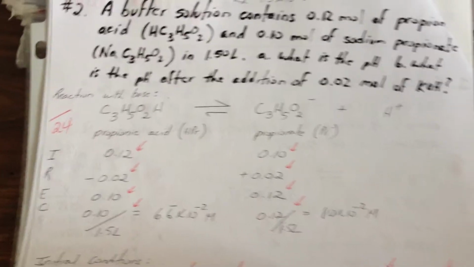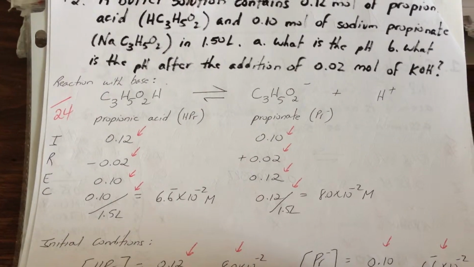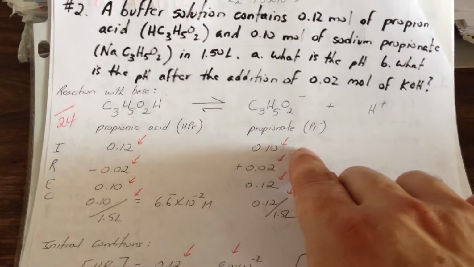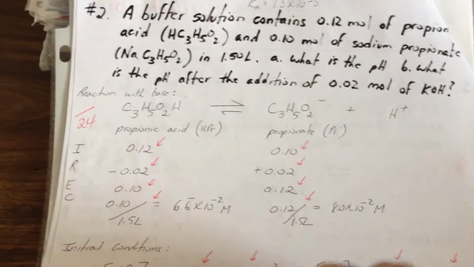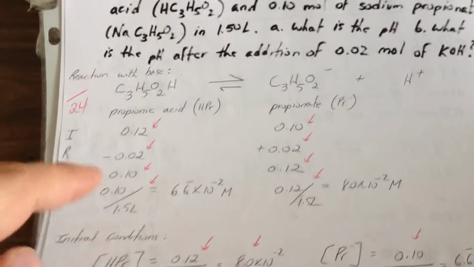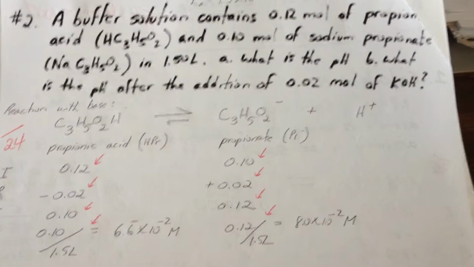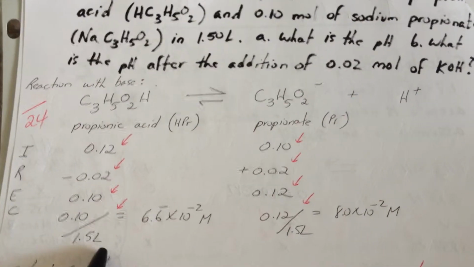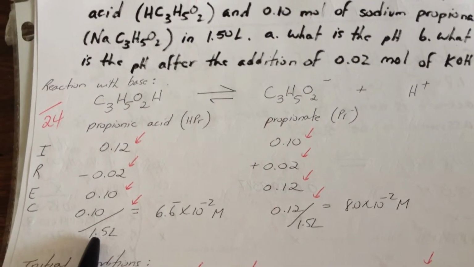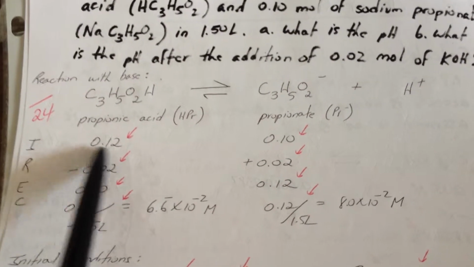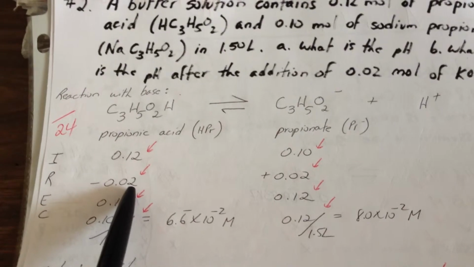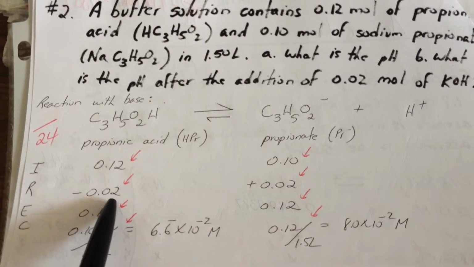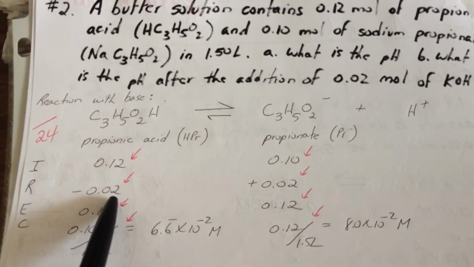So again, we show the equilibrium equation, which shows propionic acid dissociating into propionate and a proton. We show the initial conditions. And I used an ICE table for this one because I wanted to show how you can calculate the concentrations in the last step by including the volume of the solution. This 0.02 symbolizes the amount of propionic acid that is consumed by the addition of the hydroxide. So it's a strong base being added.